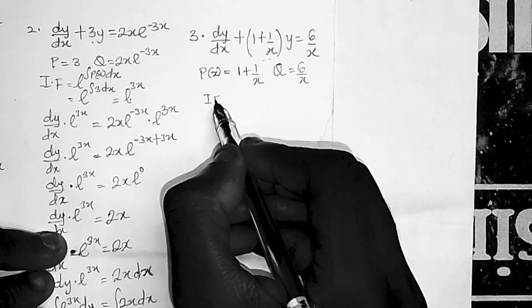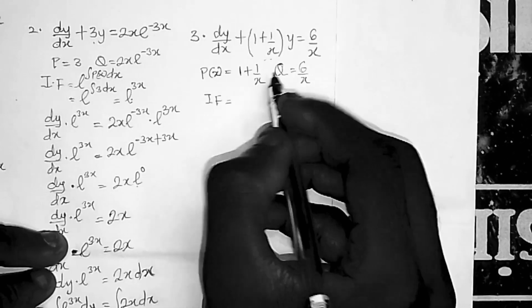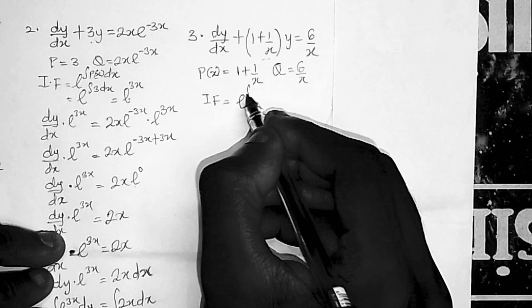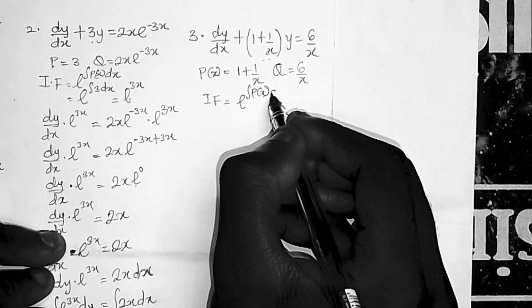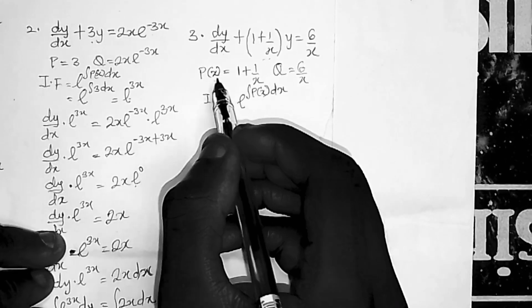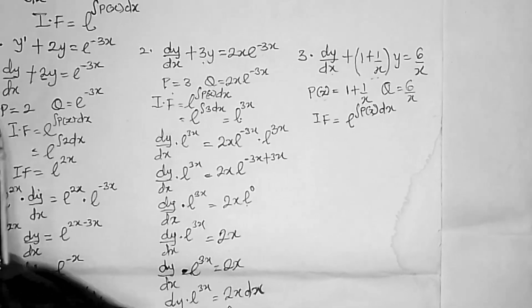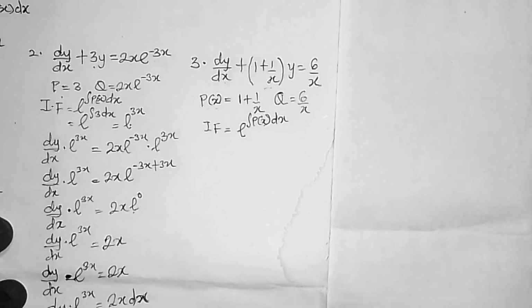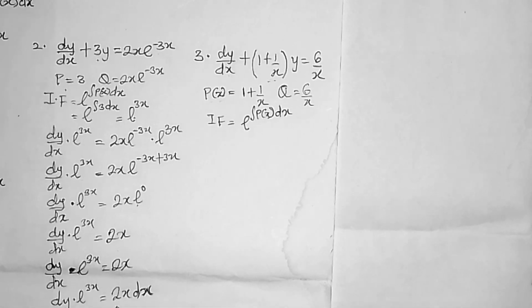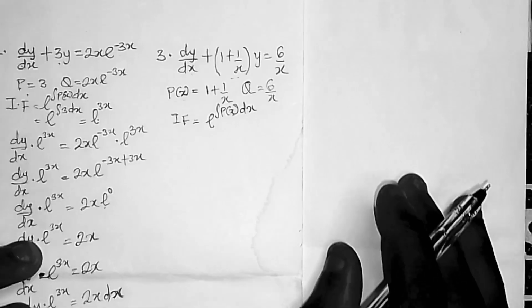So what will be your integrating factor? Your integrating factor will be exponential integral p of x dx. I'm writing p of x, and in this one too I wrote p. So p of x is the same thing as p. If you are doing a written exam, you can write p of x. If you are doing a CBT exam, you can write it as p.